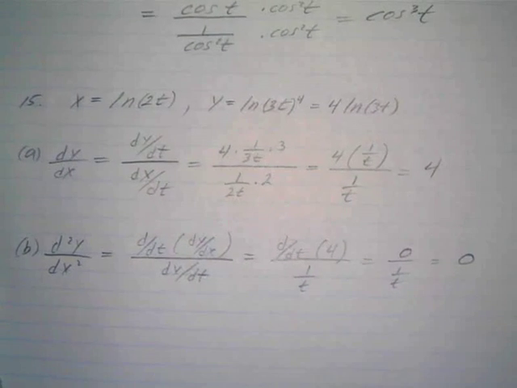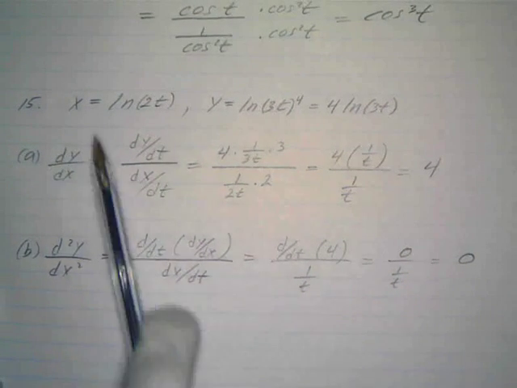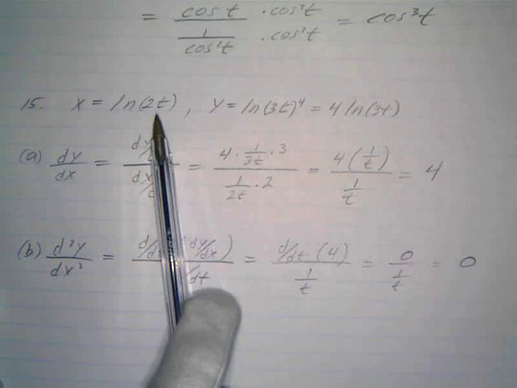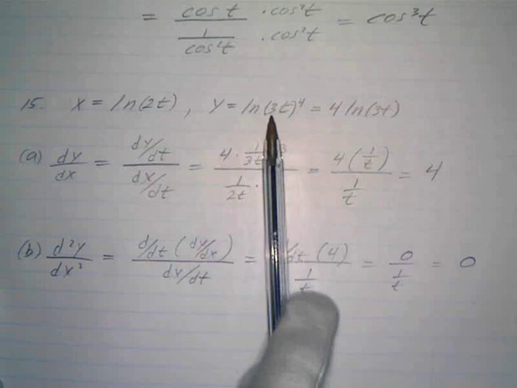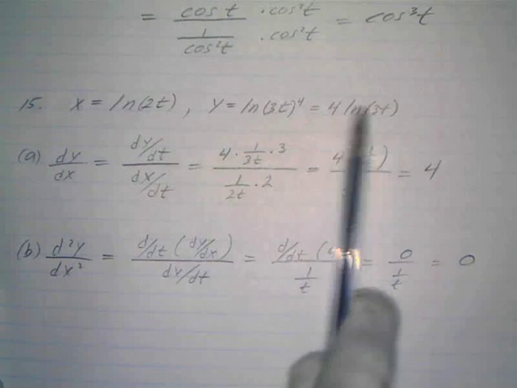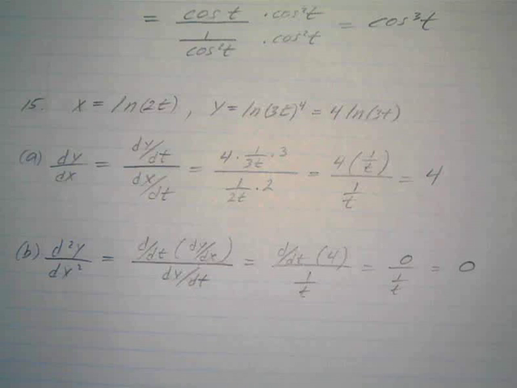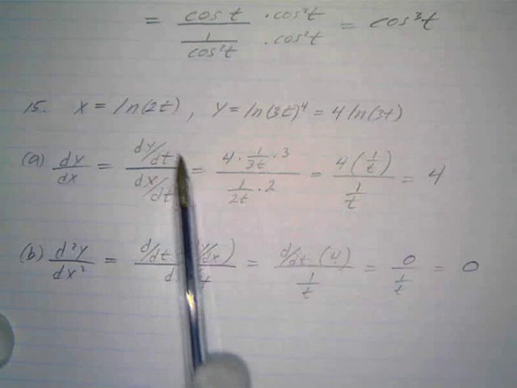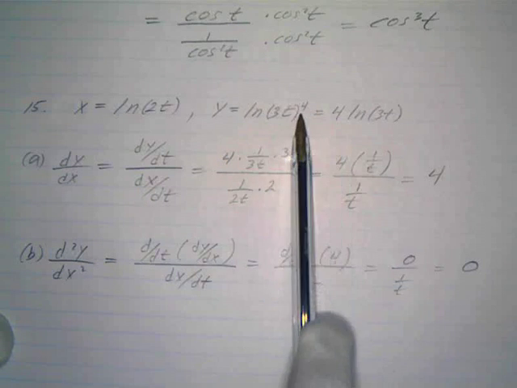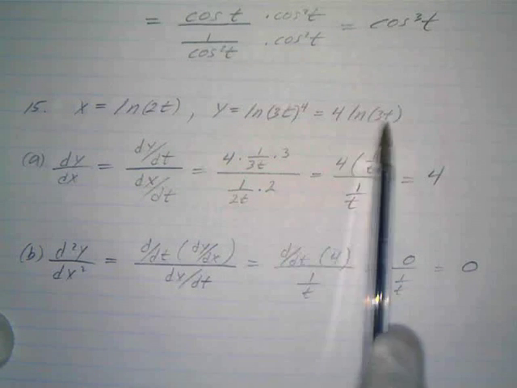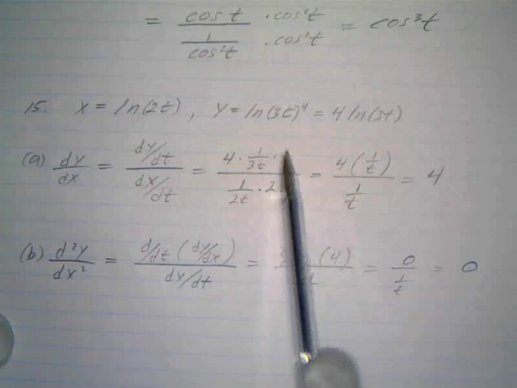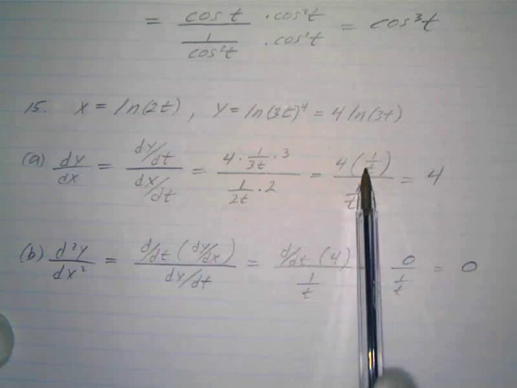And then number 15, the natural logs. x was the natural log of 2t. y was the natural log of 3t to the fourth, so we just bring the 4 in front to make it a little bit easier. Use the property of logarithms. And then dy/dx was dy/dt over dx/dt, so dy/dt was just going to be the 4 times 1 over u du, or 1 over 3t times 3. So 3 over 3 is 1, so we just end up with 4 times 1 over t.